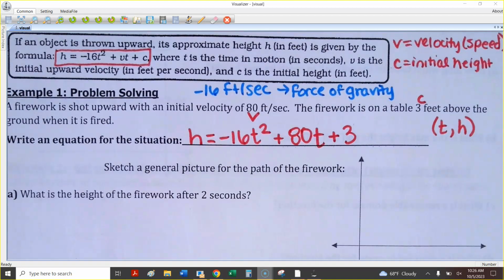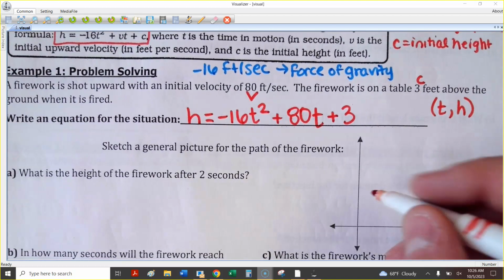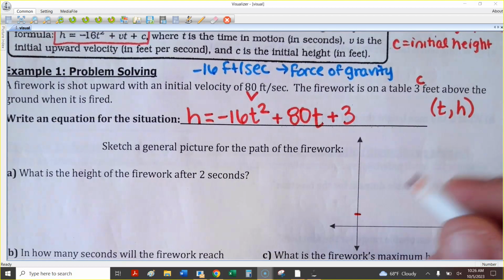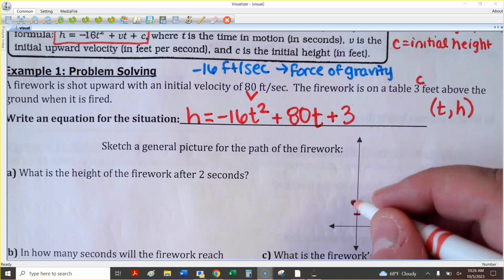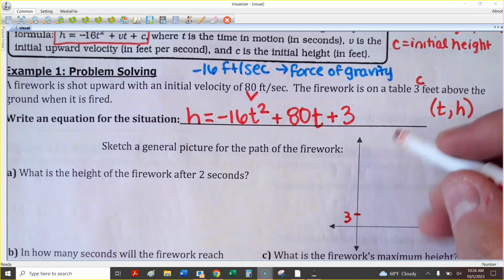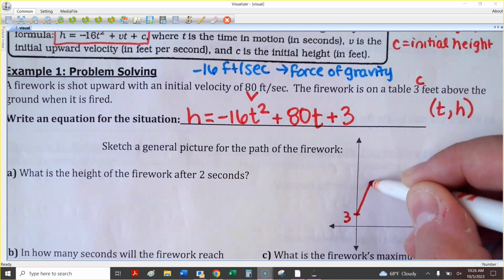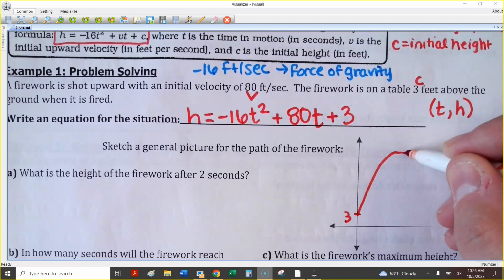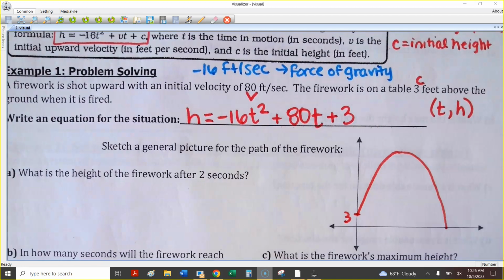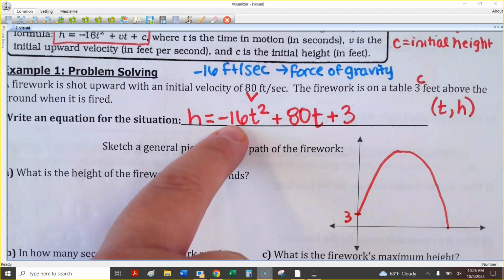Okay, I'm going to use a blank graph. I'm going to draw, not to scale or anything, a little path for the firework. It starts at a 3-foot table, so just a little bit above the origin. And then if you launch a firework or something in the air, it's going to go up, but eventually the force of gravity is going to drag that back down to the ground. That would be a general idea of what the path would look like. And I know it's going to be a parabola that turns upside down because of the negative 16.